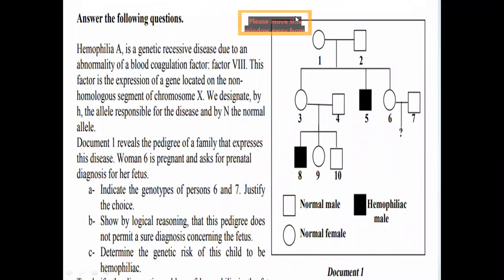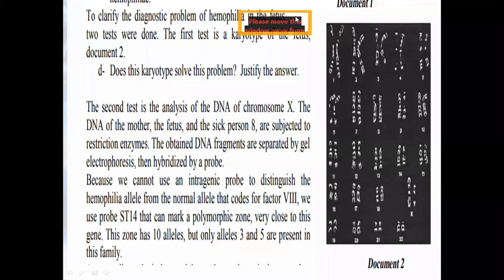Moving forward, to clarify the diagnostic problem of hemophilia in the fetus, two tests were done. The first test was the karyotype of document 2. What does this karyotype reveal? This karyotype reveals that this is a male. Why male? Because it has XY as sex chromosomes. So if you have XY as sex chromosomes, it's a male.